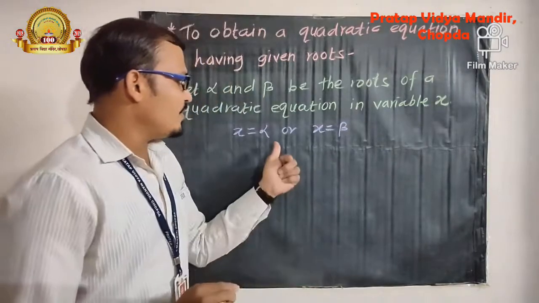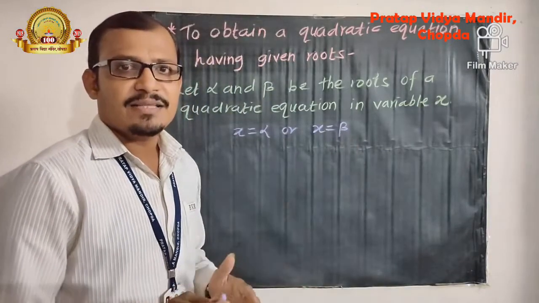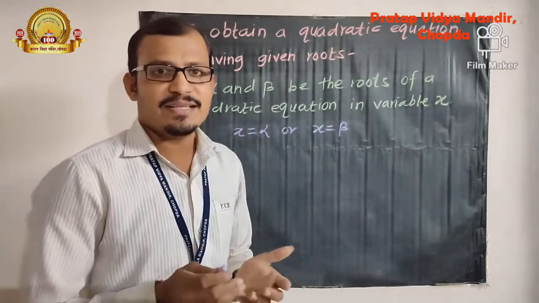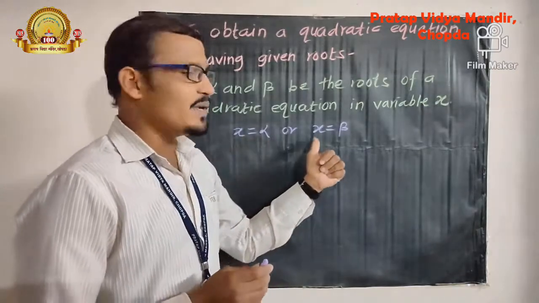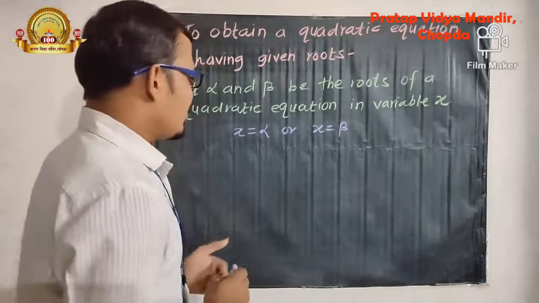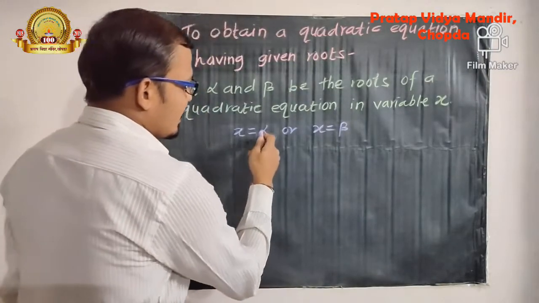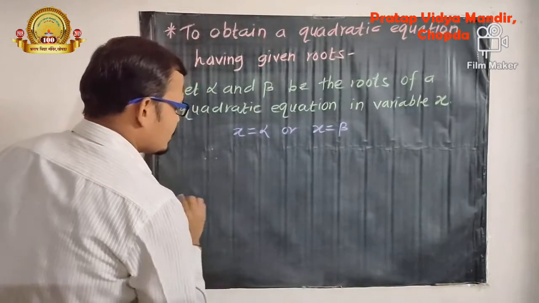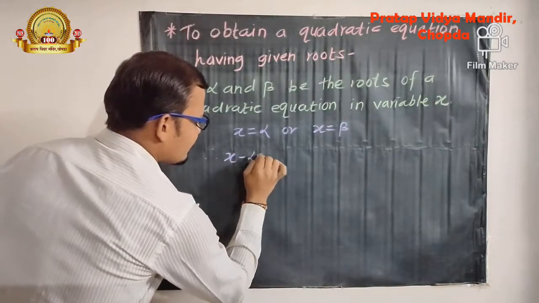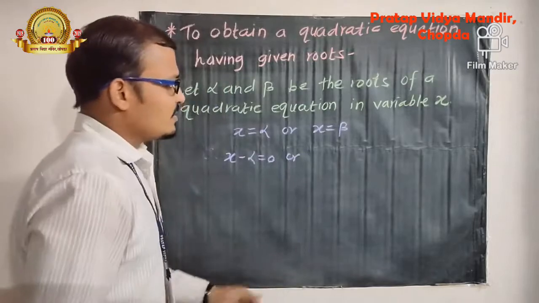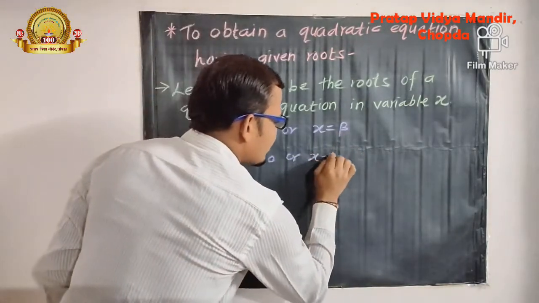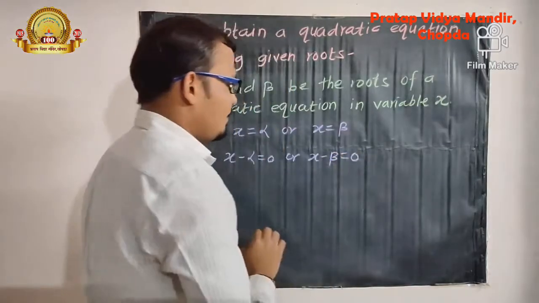Why? Because alpha and beta are the roots of the quadratic equation in variable x. So we can write here x is equal to alpha or x is equal to beta. Now if we shift this alpha from RHS to LHS, then its sign will be changed, and so we get here x minus alpha is equal to 0. Or similarly, if we shift this beta to LHS, then we get x minus beta is equal to 0.